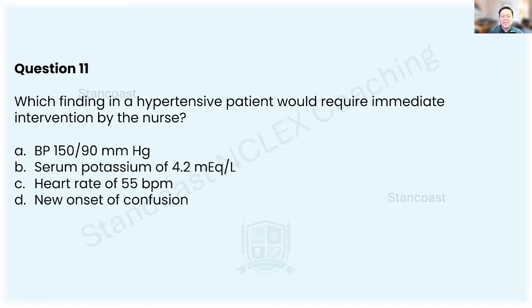Now, which finding in a hypertensive patient would require immediate intervention by the nurse? Is it A, blood pressure of 150/90 mmHg, B, serum potassium of 4.2 milliequivalents per liter, C, heart rate of 55 beats per minute, or D, new onset of confusion? All right. Which finding in a hypertensive patient would require immediate intervention by the nurse?